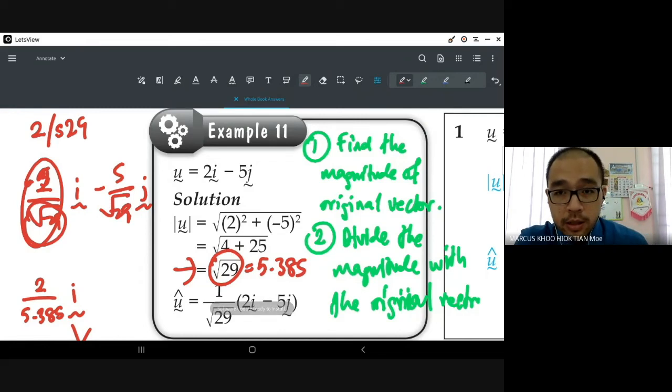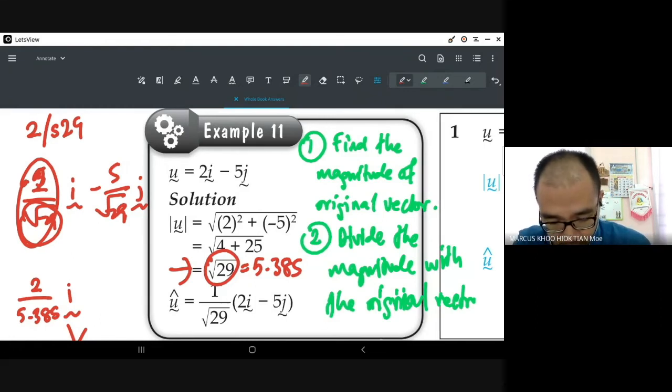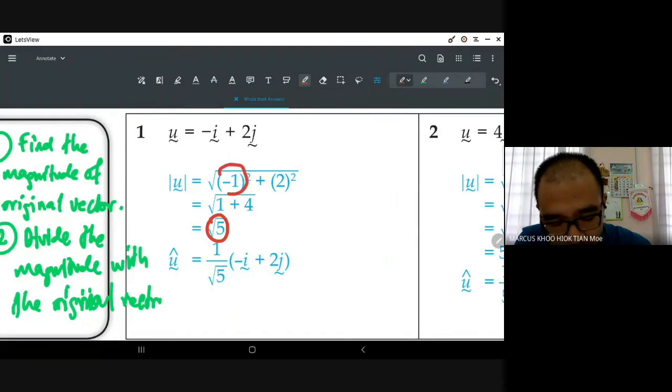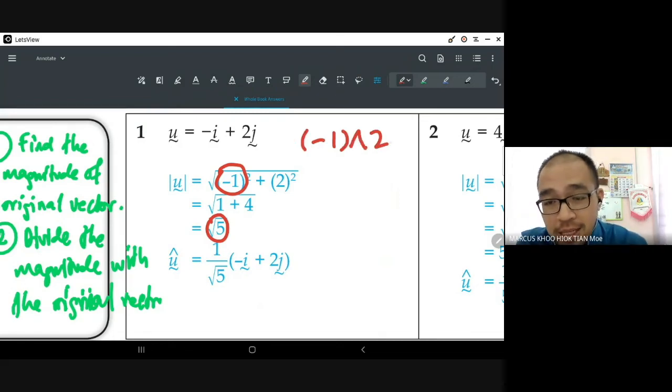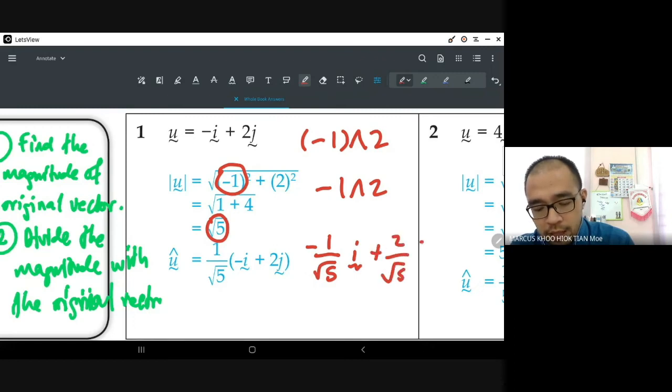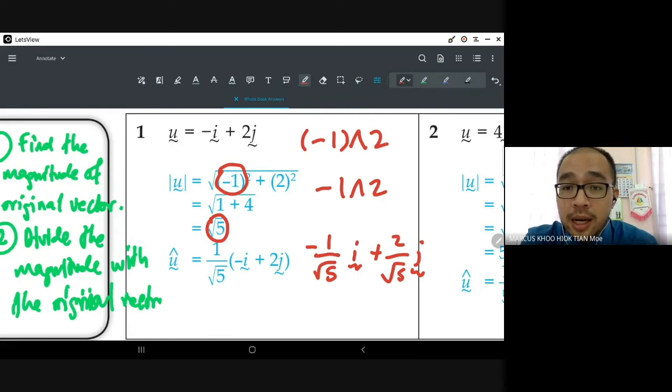Let's take a look, everybody. Number 1, Deborah says 1 over square root of 3i plus 2 over square root of 3. How do you get square root of 3? What did I say just now? The negative 1, when you square, be careful. Type this into your calculator, and you must have the bracket, not like this. This will give you a different answer. The whole negative 1 has to be squared. So actually it is negative 1 over square root of 5 i plus 2 over square root of 5 j. The step is actually correct, Deborah, except don't forget the negative.